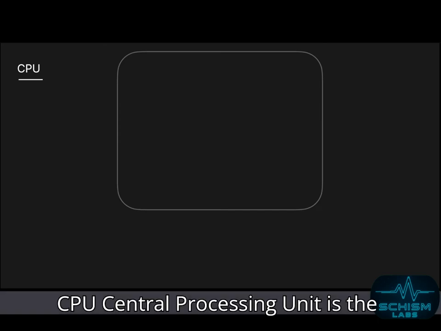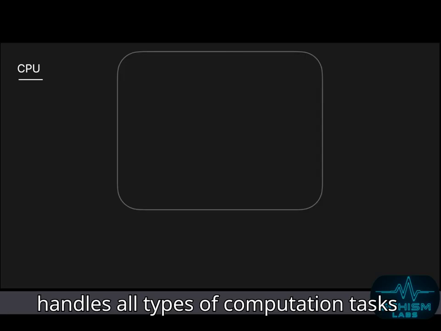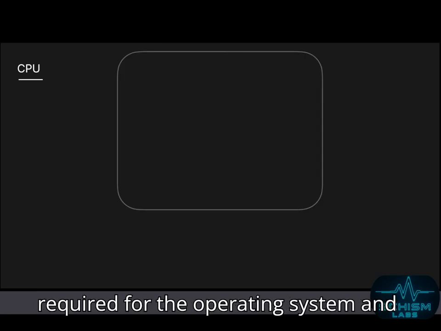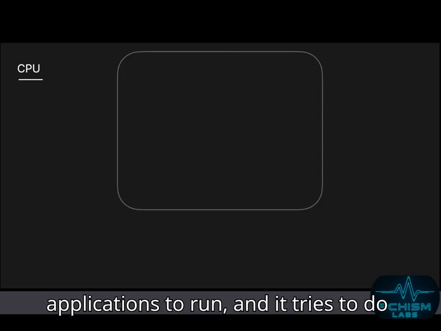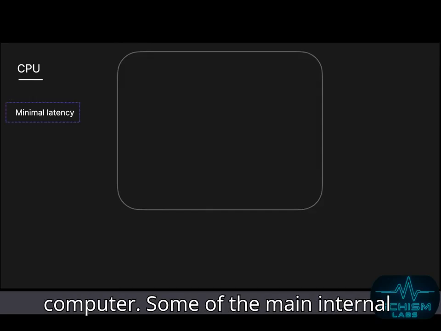CPU, Central Processing Unit, is the primary component of a computer that handles all types of computation tasks required for the operating system and applications to run, and it tries to do so with minimal latency. It's often referred to as the brains of the computer.